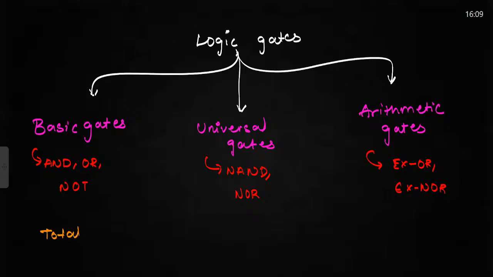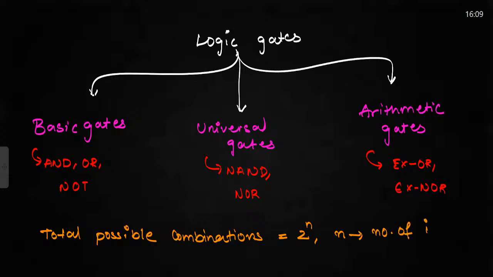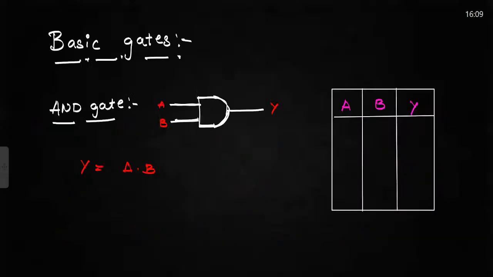Total possible combinations will equal 2 power n, where n is equal to the number of inputs. So you need to remember this one. I know you already know this one. So here I am having 0 0, 0 1, 1 0, 1 1. So these are the combinations here.